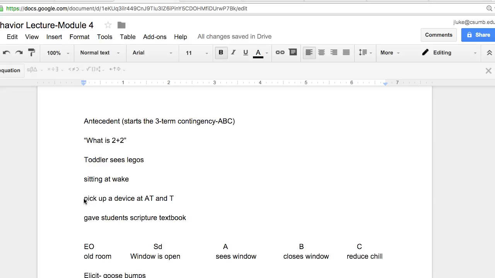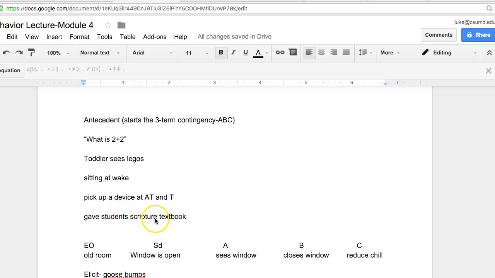And this is really important to pick out because, for example, if you're looking at behavior in a classroom and something happens consistently or frequently and you're trying to get a grasp on the situation, you're going to want to know what comes immediately before the target behavior. And that is the antecedent. The antecedent is what happens right before the target behavior. Another antecedent, gives students a scripture textbook, starts a sequence of events.